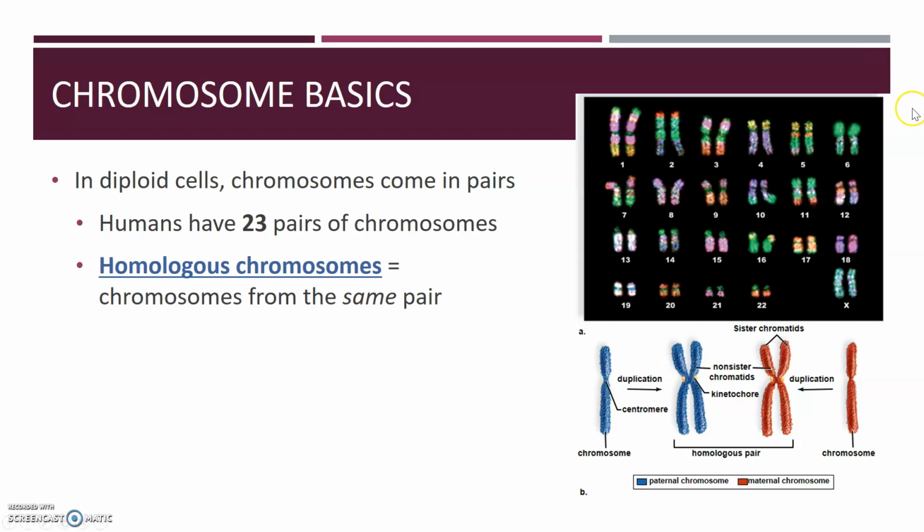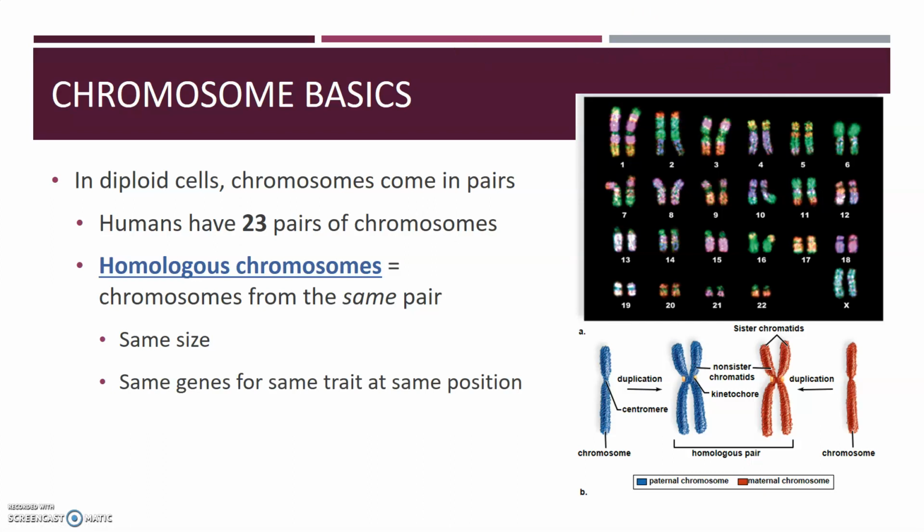If these chromosomes are members of the same pair, so for example, chromosome 1 on the left and chromosome 1 on the right, they're what's known as homologous to each other. And homo, as we know, that root word means same, right? So these chromosomes come from the same pair. Not only do they come from the same pair, they're pretty much the same size, as you can see here. And they have the same genes for the same traits at the same positions.